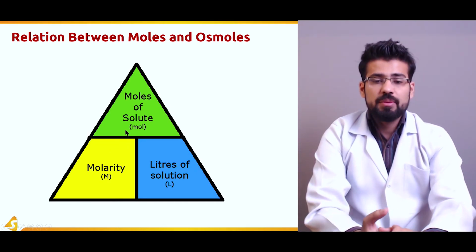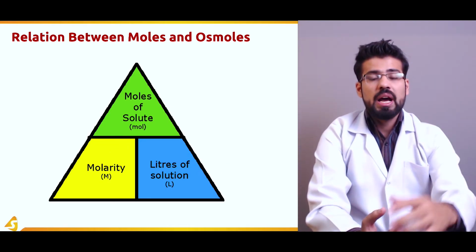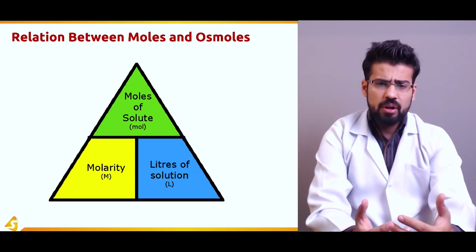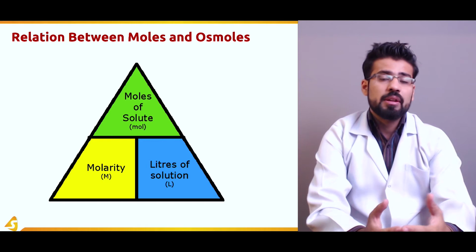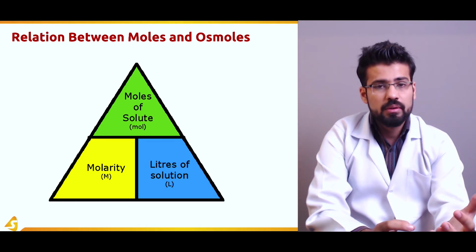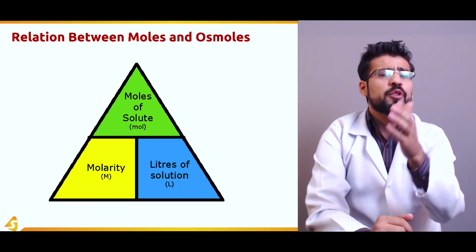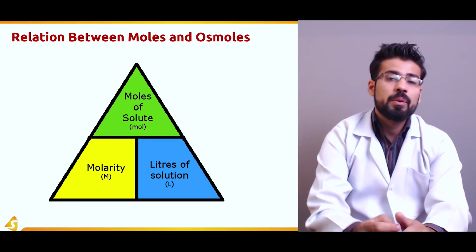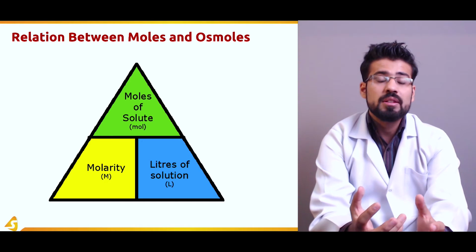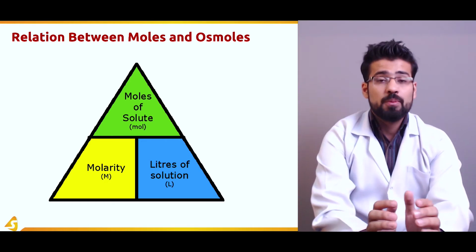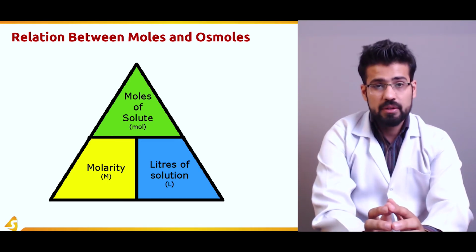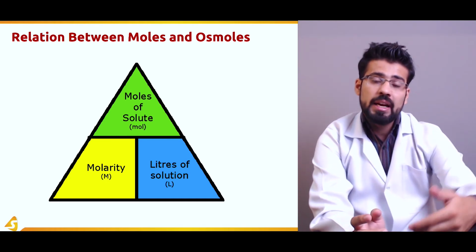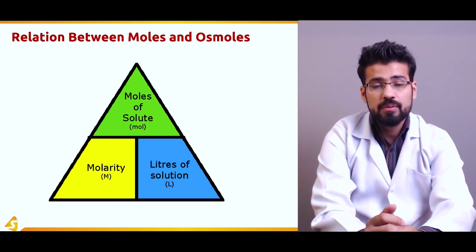There is a relationship between moles and osmoles, and you have been told in the previous slide that when you talk about moles, it is the total number of particles in a solution, right? So moles is the total number of particles in a solution. That is, of course, the Avogadro's number. And osmoles is the total number of osmotically active particles in the solution. So molarity, of course, as you know, is the moles of solute divided by the total liters of solution.